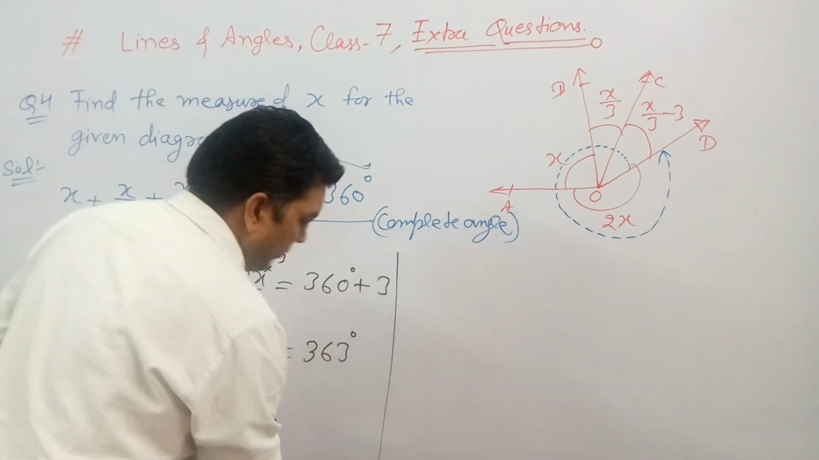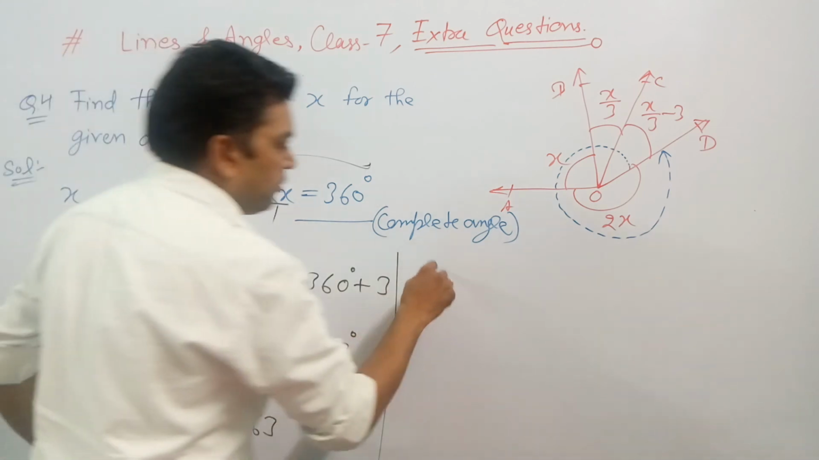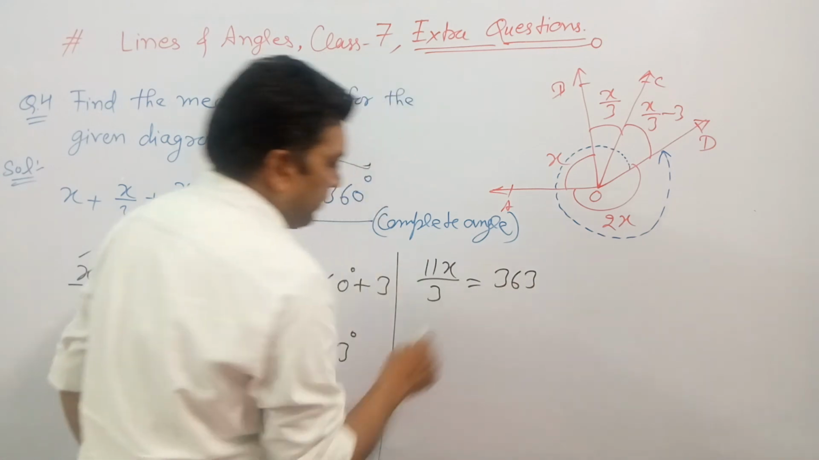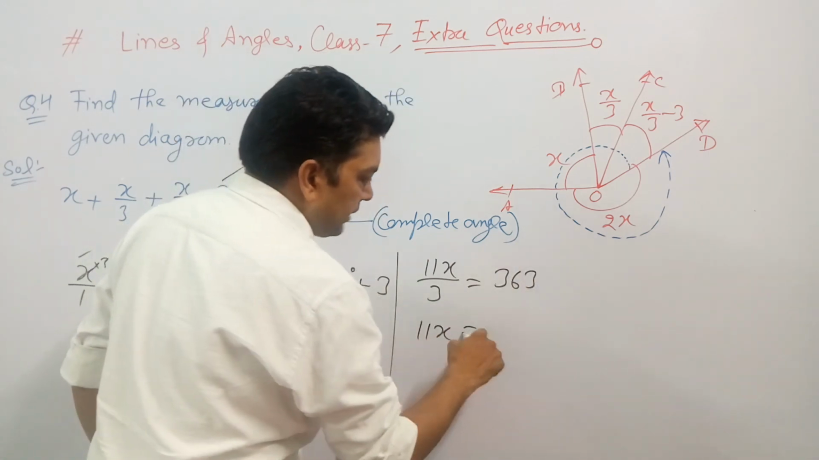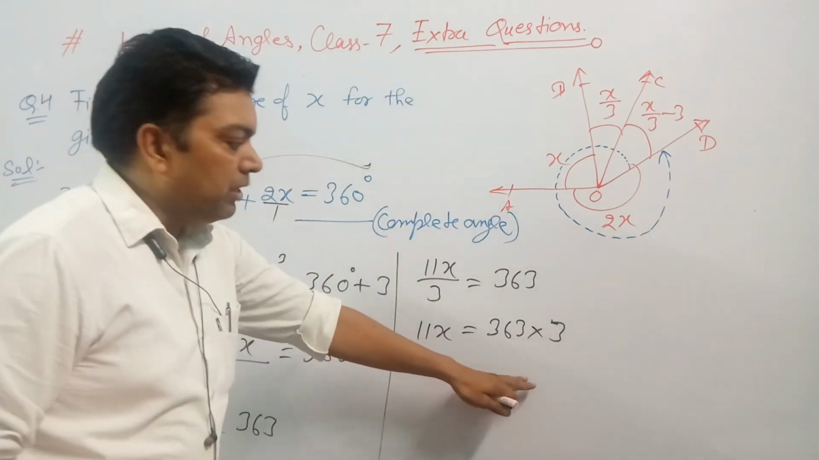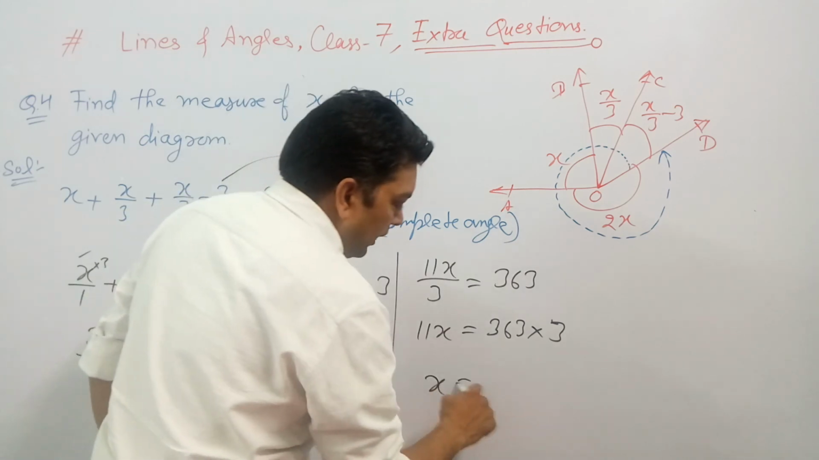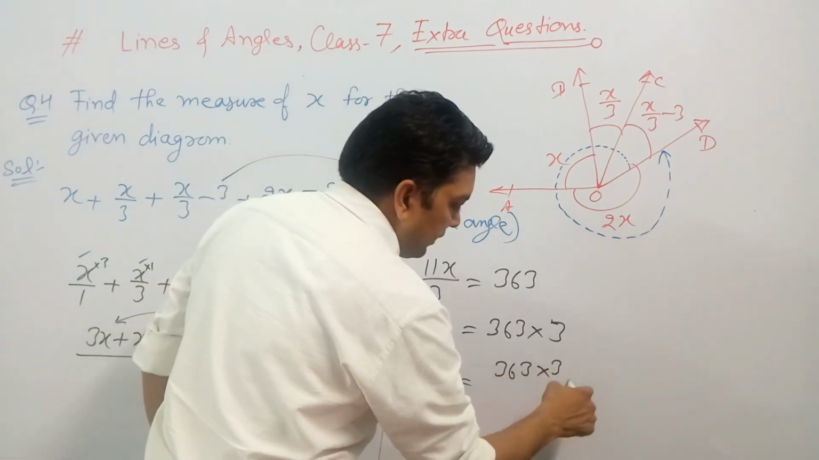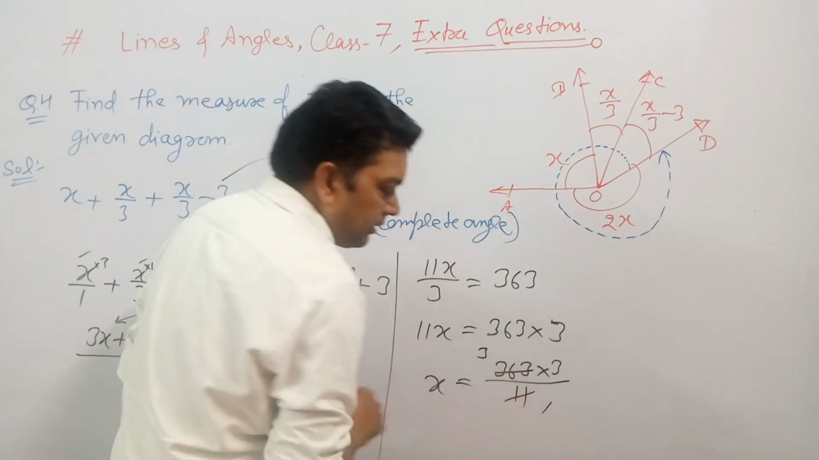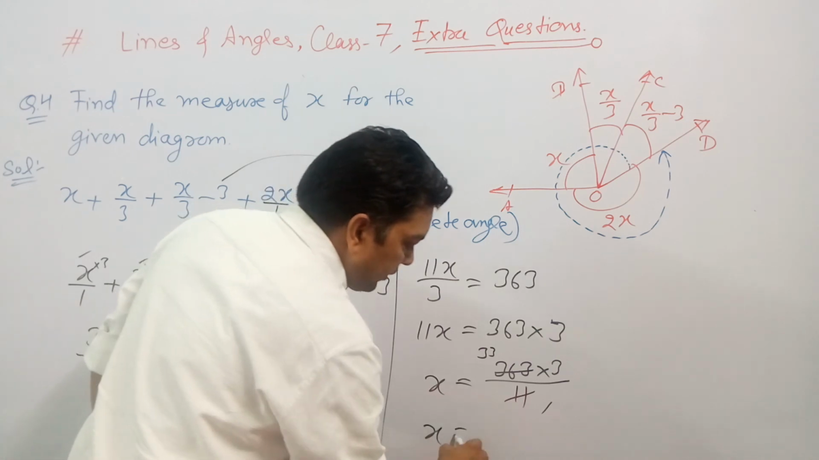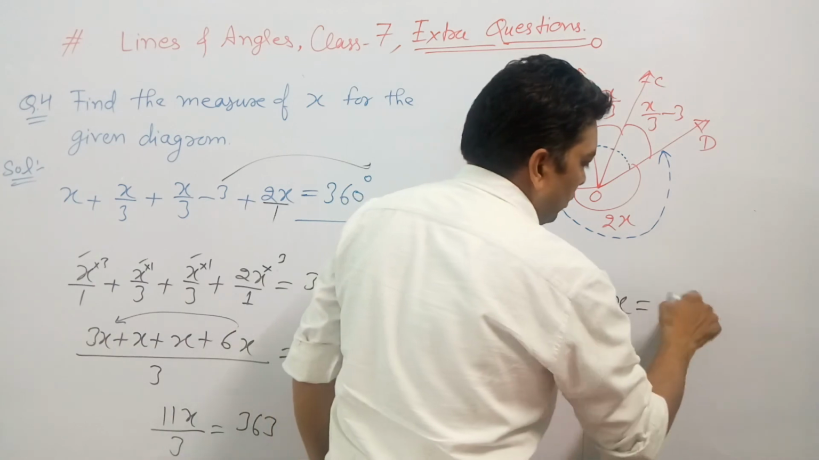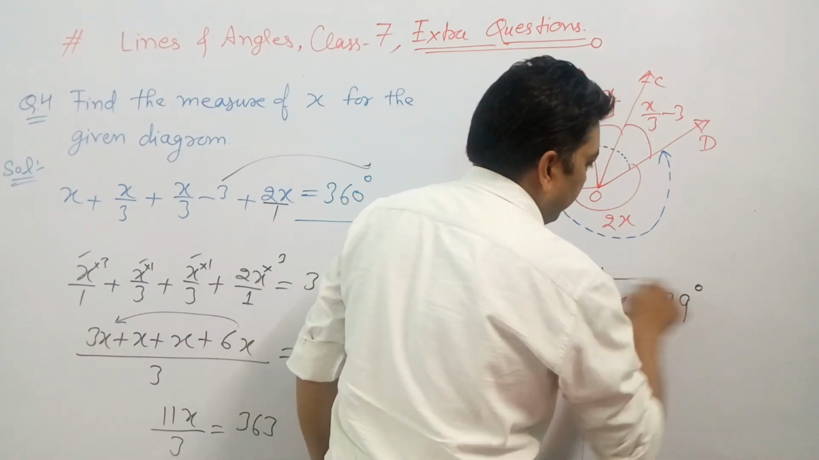Now this is the equation: 11x by 3 is equal to 363. Take this 3 to the right side, 11x is equal to 363 into 3. No need to multiply this large value, because 11 is coming in the denominator, so 11 will divide the greater number. 11 ones are 11, 11 threes are 33, 11 threes are 33. So x is equal to 33 into 3. So the answer is coming, children, x is equal to 99 degrees.